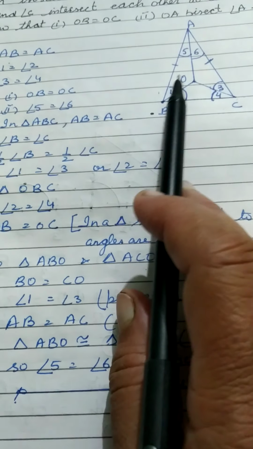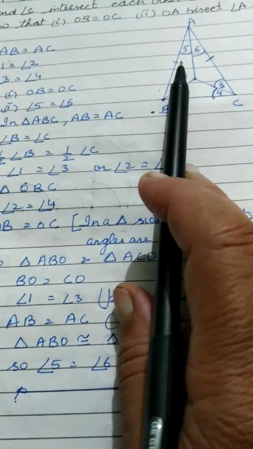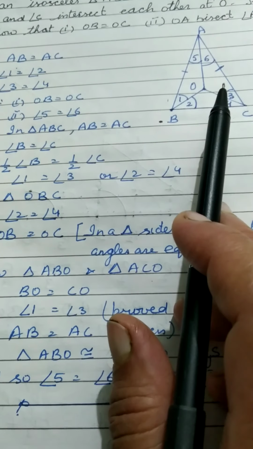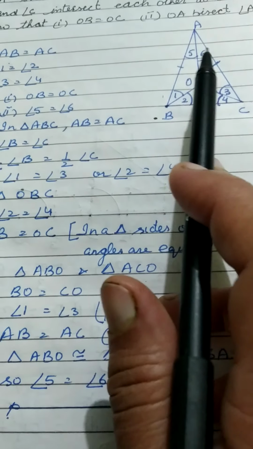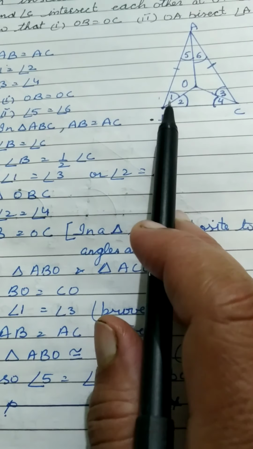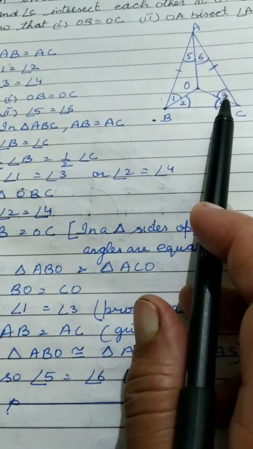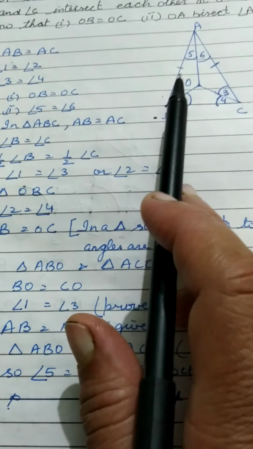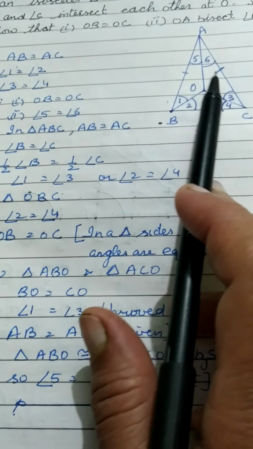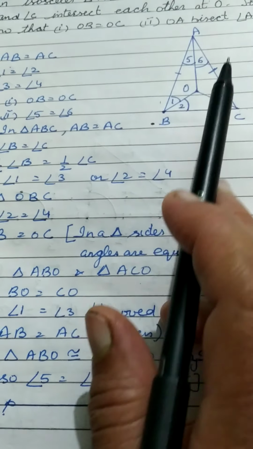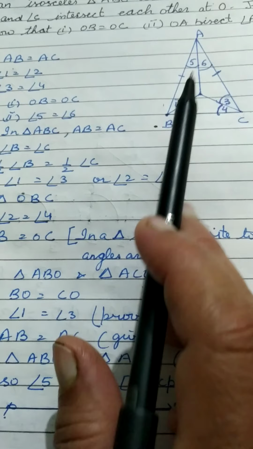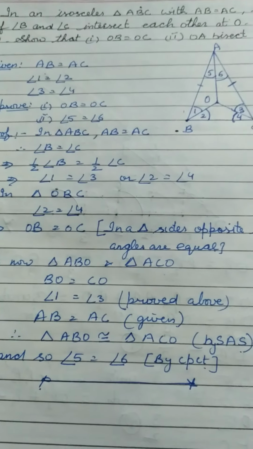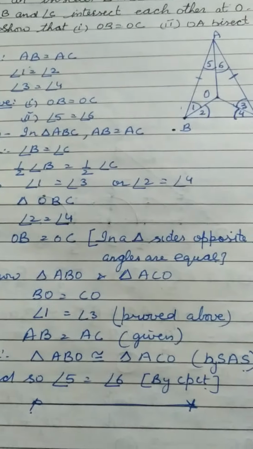Now if these two triangles are congruent, it means angle 5 is equal to angle 6. We can also write like this: AB is equal to AC, angle 1 is equal to angle 3, that we have proved, and OB is equal to OC, this also we have proved. Then by side-angle-side, these two triangles are congruent. Then we also get angle 5 equal to angle 6 by CPCT. Now this was question number 1.